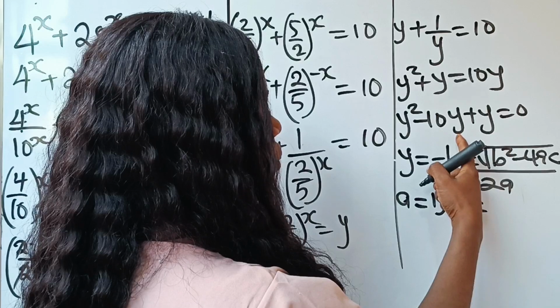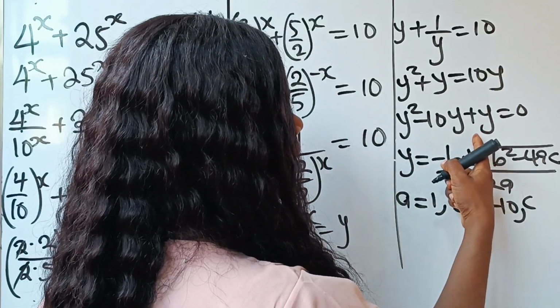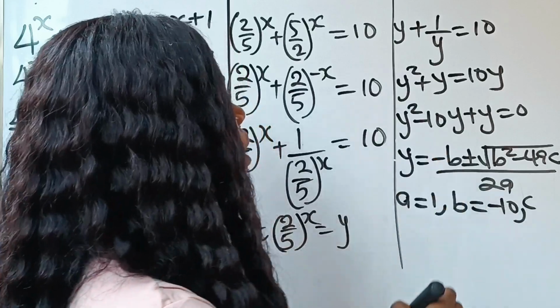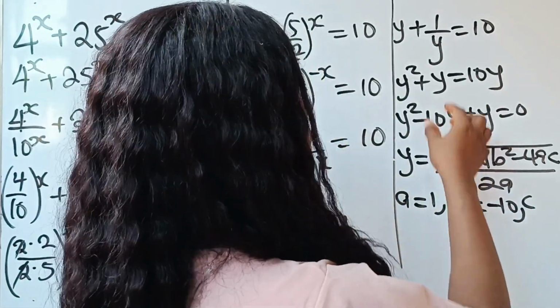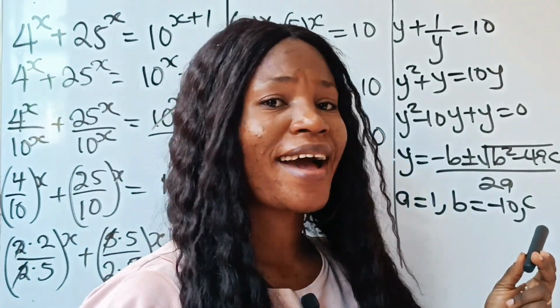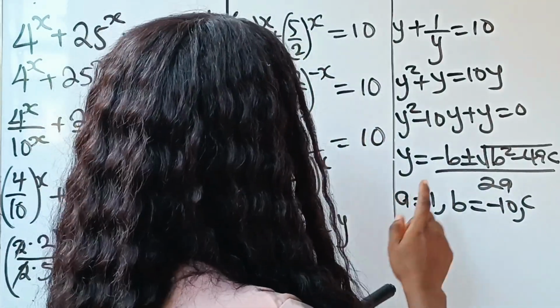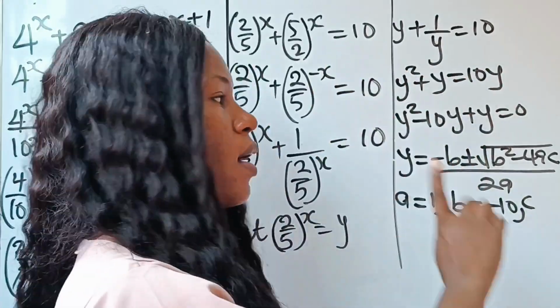Our b is the coefficient of y, which is minus 10. And our c is the... oh, what's happening? I'm sorry, please. We made a mistake somewhere. The equation was just looking somehow in my eyes and I realized that something is wrong somewhere. Now, when 1 over y is divided by y, we are multiplying through by y, okay?